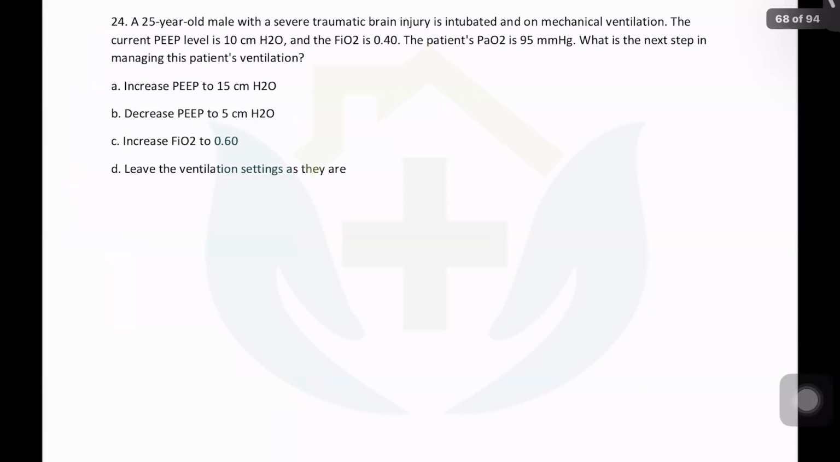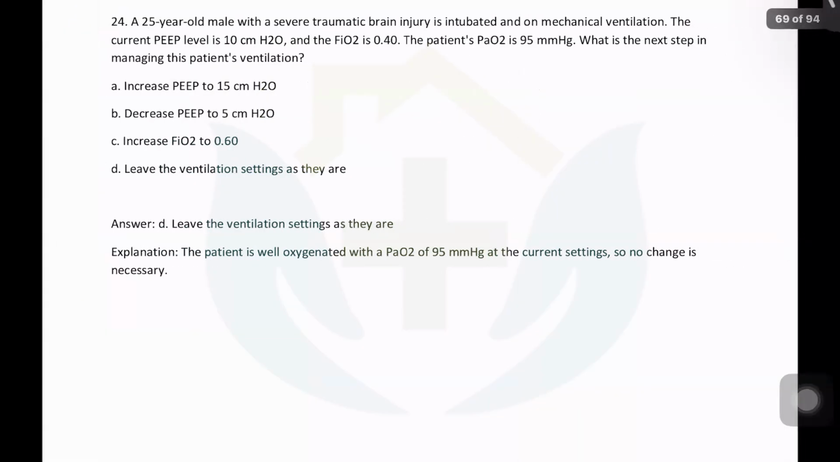I think it's D. So, no need to change it. We would just keep the patient there. Patient's PO2 is 95, PEEP is 10, FiO2 is 40. I'm not going to change anything. The patient is well oxygenated at a PO2 of 95. Eventually we would decrease the FiO2 if at all, or maybe start decreasing the PEEP by 1 or 2 centimeters, not decreasing it to 5, certainly.